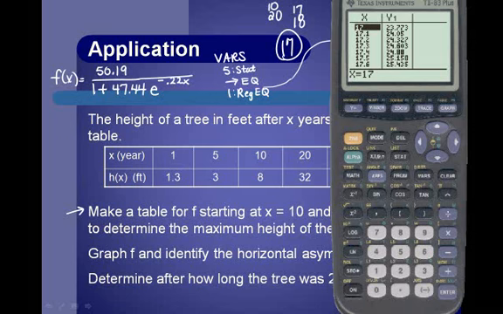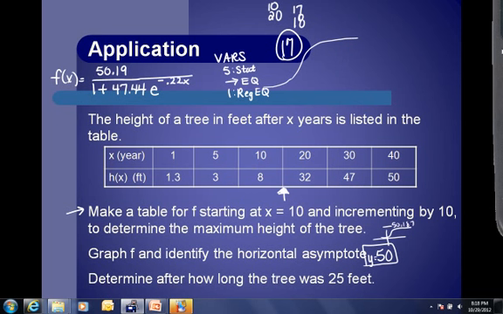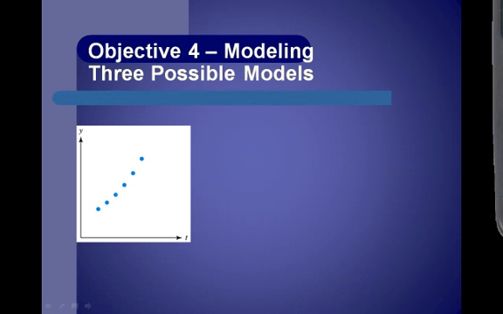Okay, which makes sense because 25 feet would be somewhere down here between the 10 and the 20. We're going to do some more logistics later, but I just wanted to show you how you could use the table to do this instead of just doing it on your calculator. Okay, objective 4 is modeling.